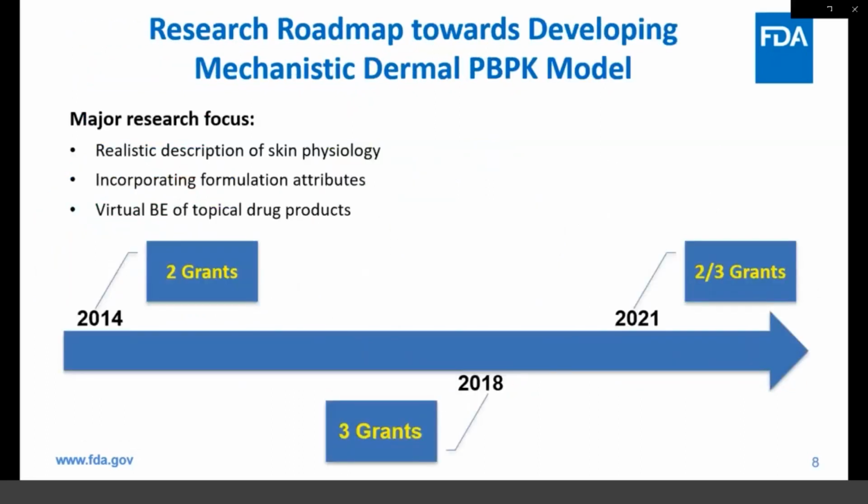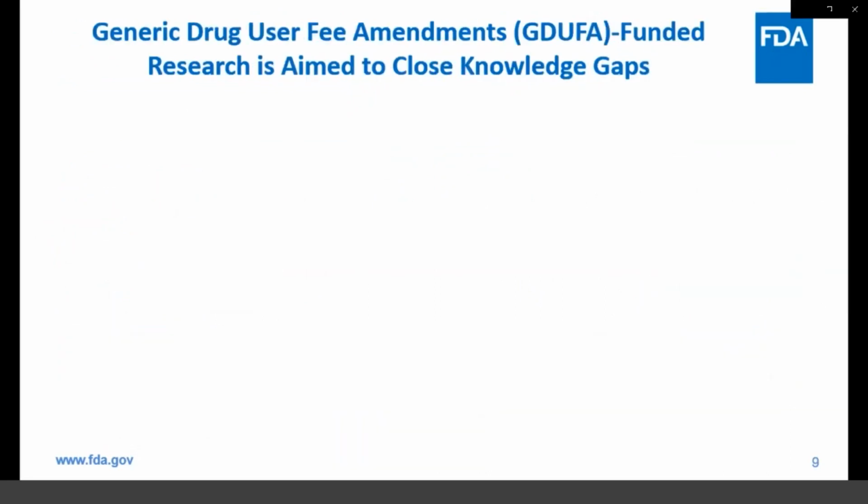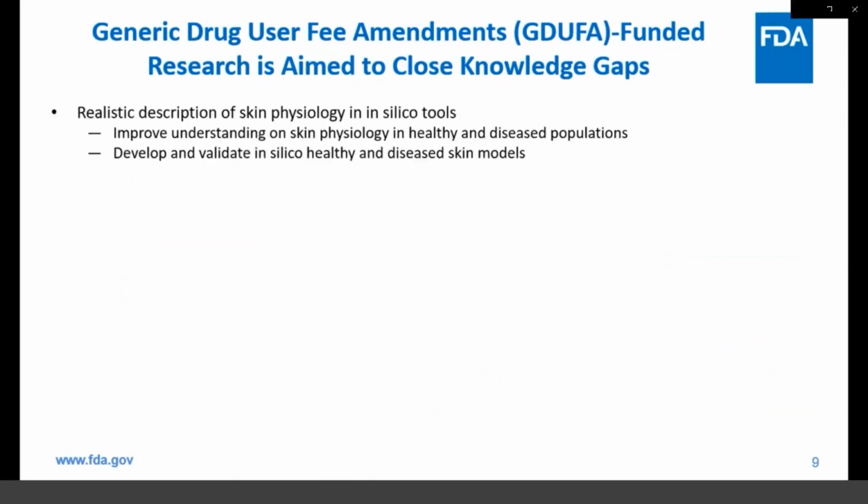In my next few slides, I will try to present our research roadmap towards developing a mechanistic dermal PBPK model. Over the past few years, the agency has awarded many grants on dermal PBPK modeling. In 2014, we awarded 2 grants. In 2018, 3 grants. In 2021, we will be awarding 2-3 more grants. Needless to say, all these grants were awarded with GDUFA funds. In these slides, I will be discussing our research objectives in more detail.